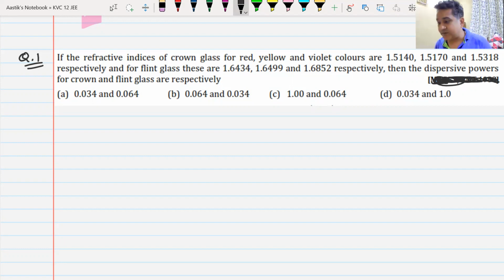This is the question that has come in JEE Main multiple times. The only thing is the values are somewhat changed each time it has come. If the refractive indices of crown glass, normally when the question comes, it's for crown glass and flint glass. For crown glass, red, yellow, and violet colors are given. For flint glass, red, yellow, and violet are given. What are the dispersive powers for crown and the flint glass, respectively? We'll give you 2 minutes to solve it.